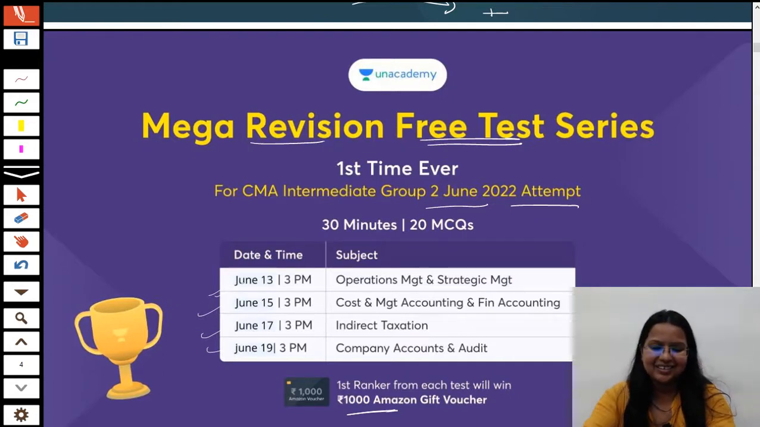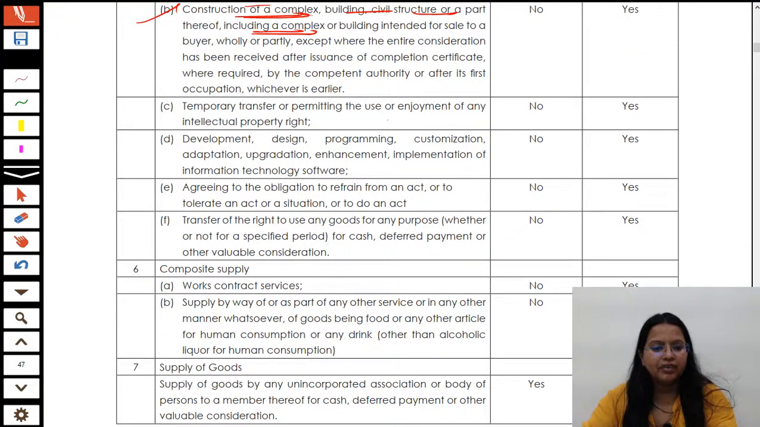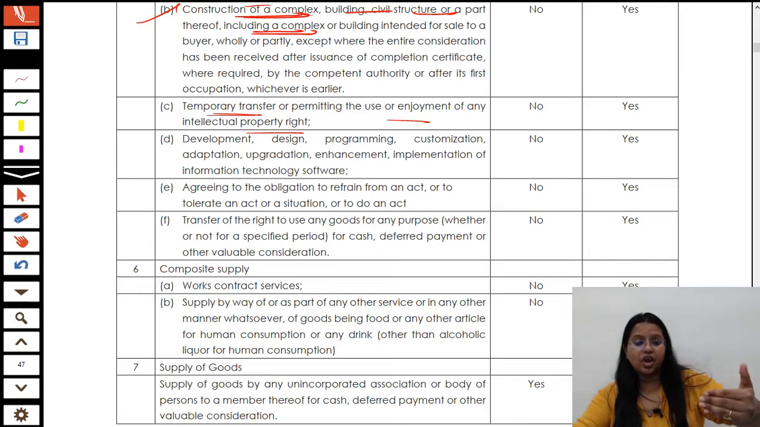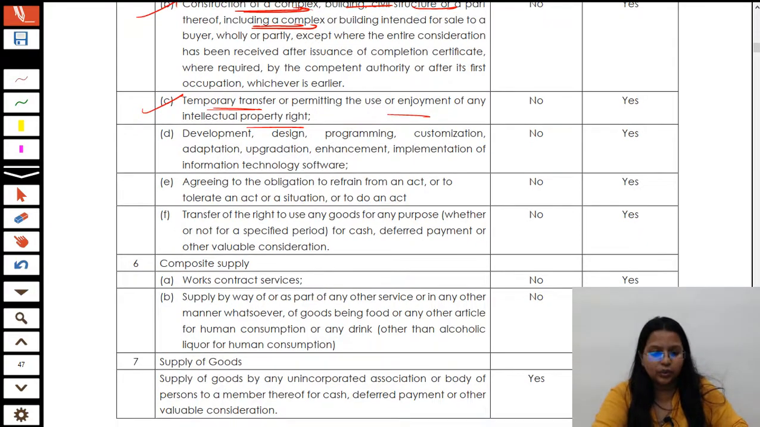Now students, the next is temporary transfer or permitting the use or enjoyment of any intellectual property right. If it is a temporary transfer, then obviously the title of ownership is not transferred, so it is a supply of service. All other points are the same, you can do it from here.